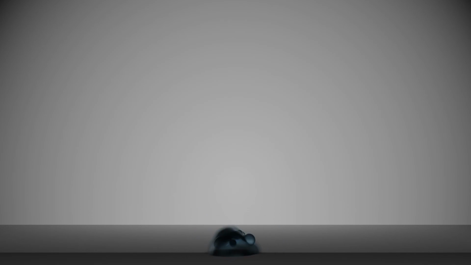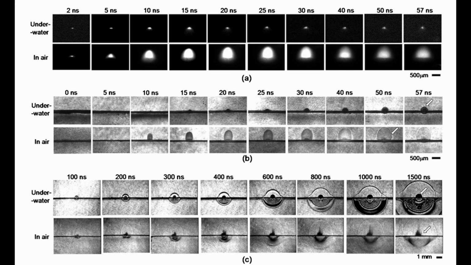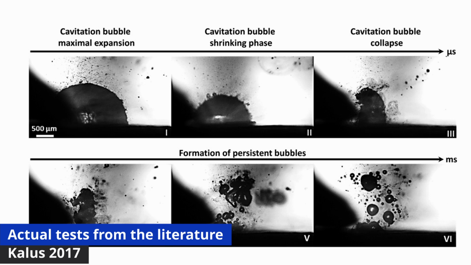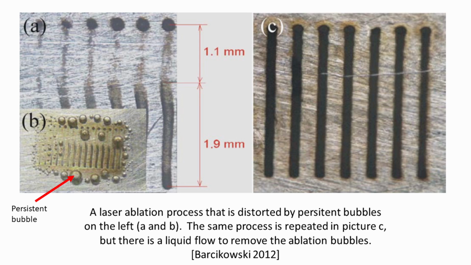After the second shockwave, persistent bubbles are formed which can last for several seconds. This is a long time considering the pulse frequency of an ablation laser starts at a few kilohertz. The persistent bubbles can obstruct the laser from reaching its intended destination by refracting the laser light. In the image here you can see there was an attempt to ablate straight lines, but due to the persistent bubbles this was not possible.